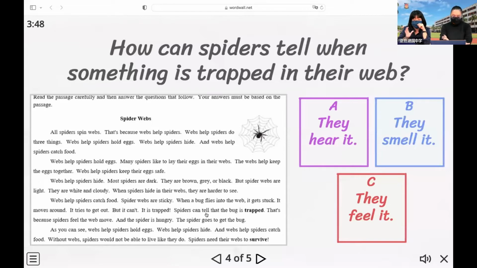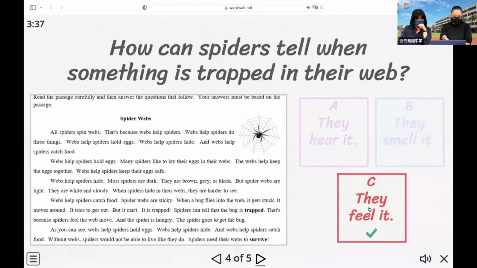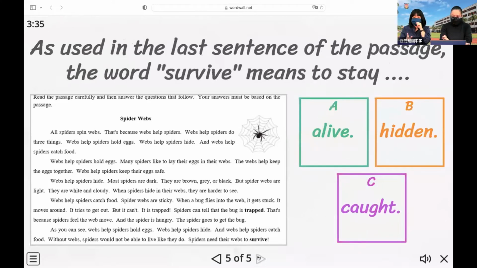So we have to really open our eyes wide. Okay, that's because spiders feel the web move. It didn't say smell, but it says that they feel it. Very good. Okay, last type. The word survive means to stay what? The last sentence. Can you please guess the meaning? Spiders need their webs to survive. Alive. Very good.